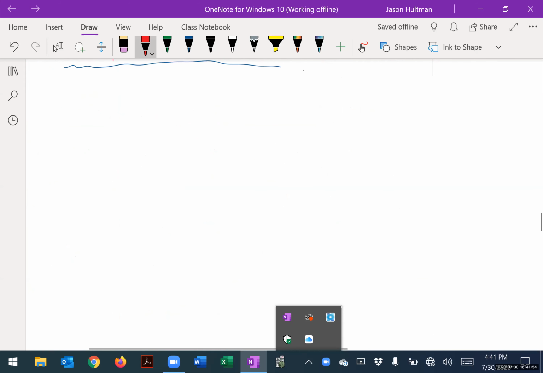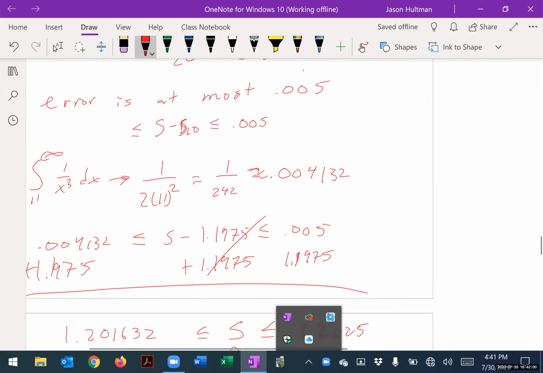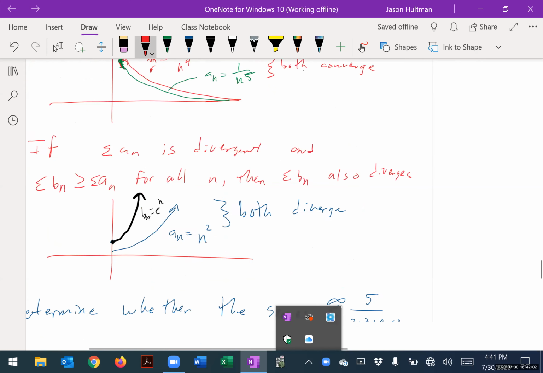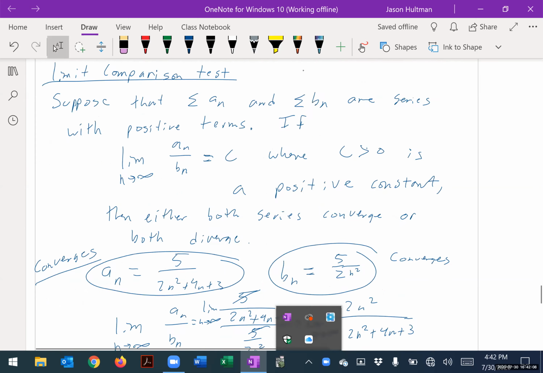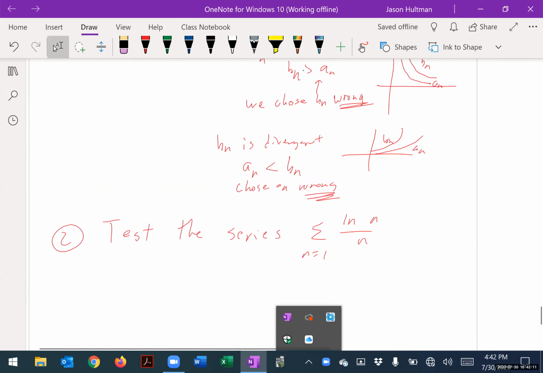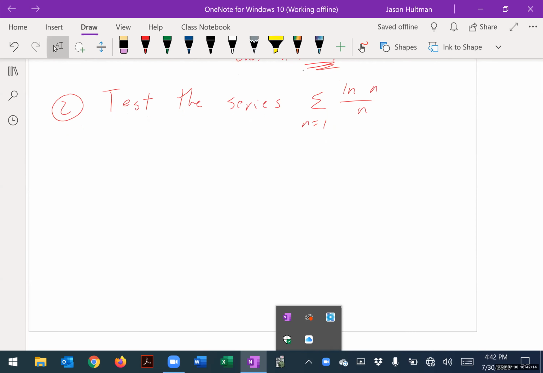I'm just kidding. Let's do a comparison test on this one. We should get divergence. If we don't get divergence, then we messed up, or we chose wrong for the value that we're comparing against. Let's test this series. I'm going to say that A sub n is equal to the natural log of n over n. So what do I want to compare this to? Any ideas?